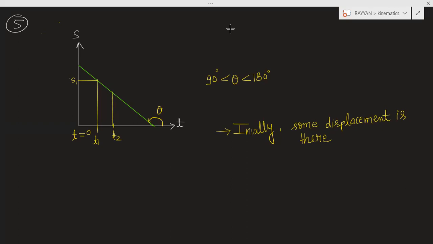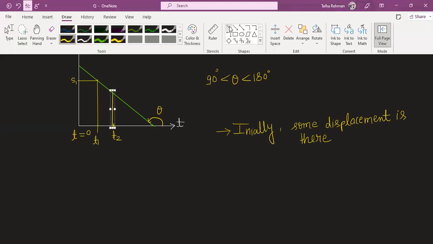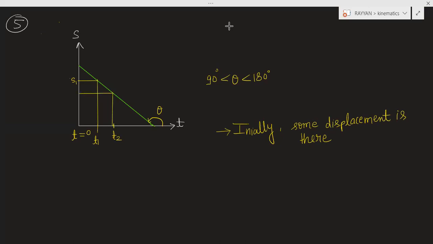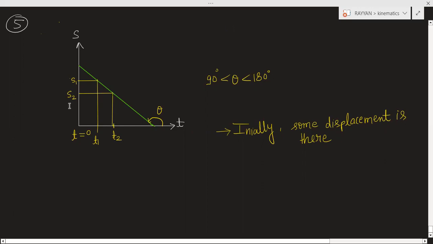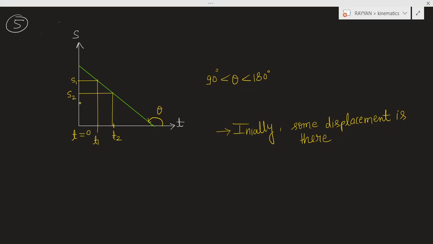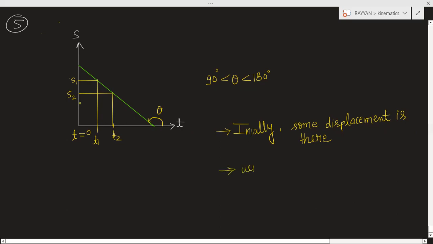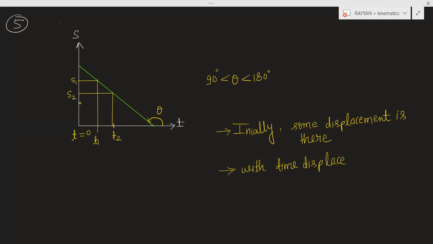This will be the displacement, and this will be the graph, and this will be the displacement S1. So can you tell me S2 is greater or S1 is greater? S1 is greater. So with time, the displacement is decreasing now. You can see here. Okay, very good. So with time, displacement is decreasing.